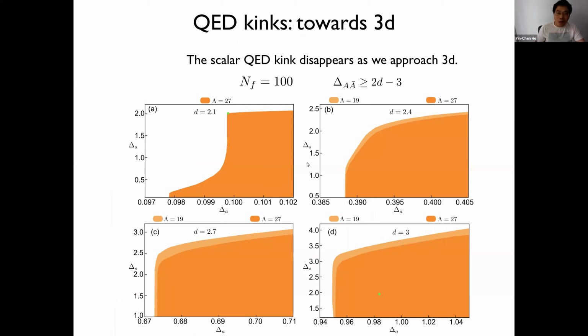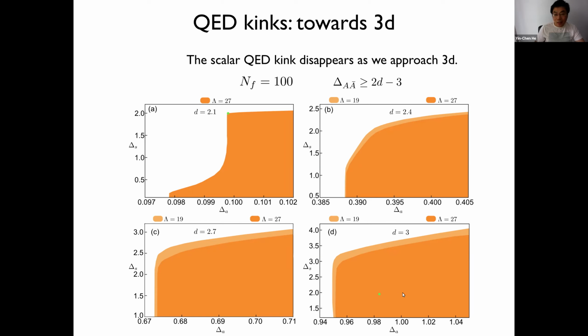But disappointingly, what we find is that this kink, for some reason, disappears as we move towards 3D. Here we choose NF equals 100, which is pretty safe for 3D. And again, in 2 plus epsilon, we get a kink, which nicely agrees with 2 plus epsilon dimensions. But in 3D, this kink no longer exists.